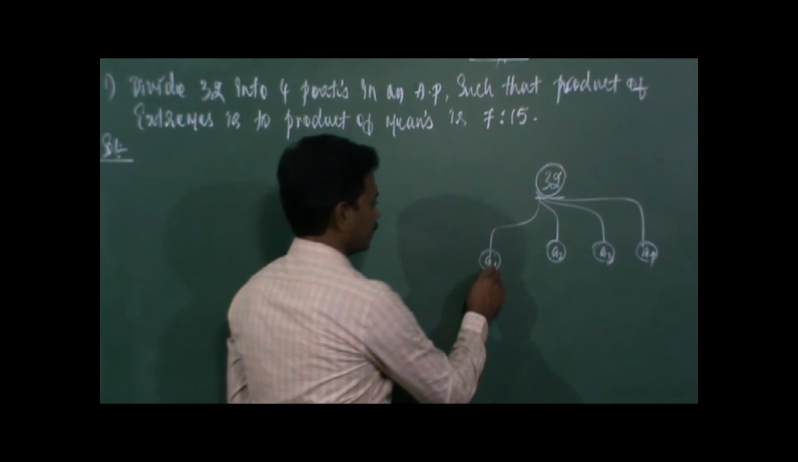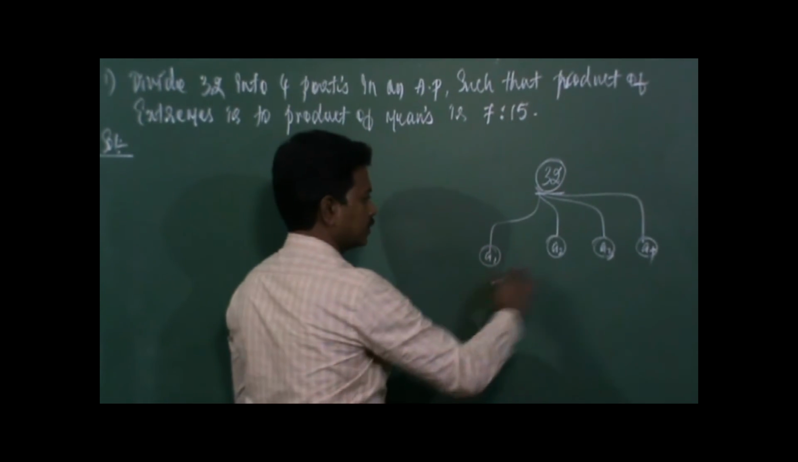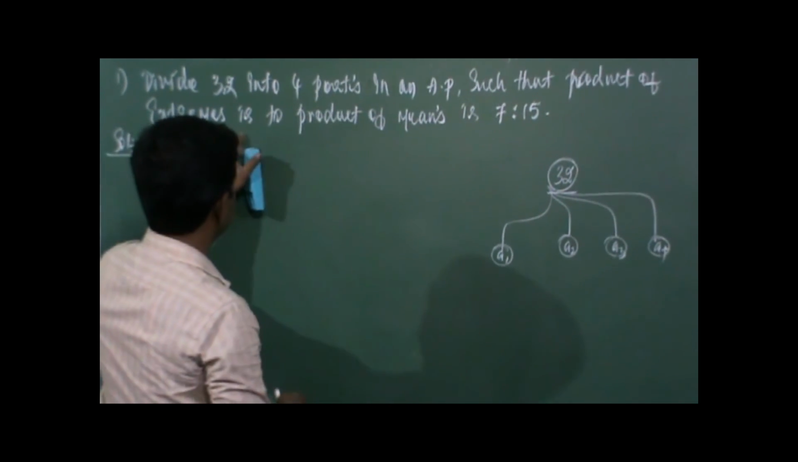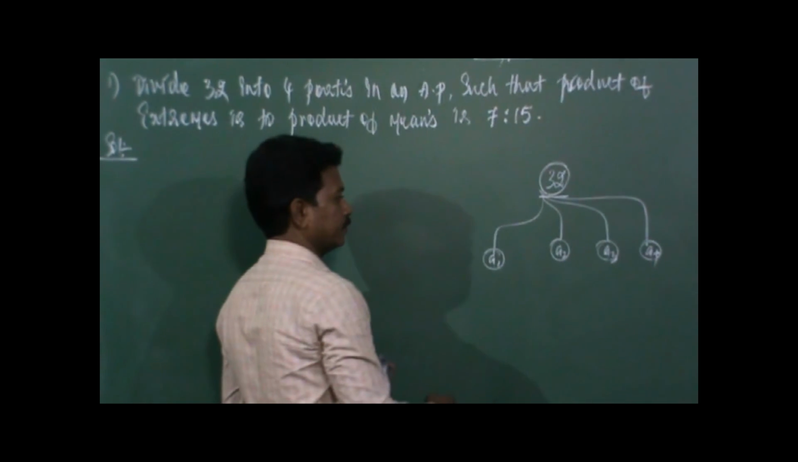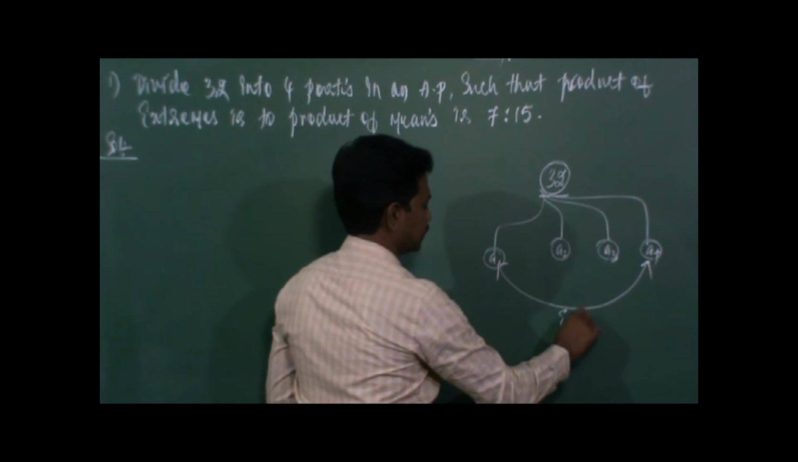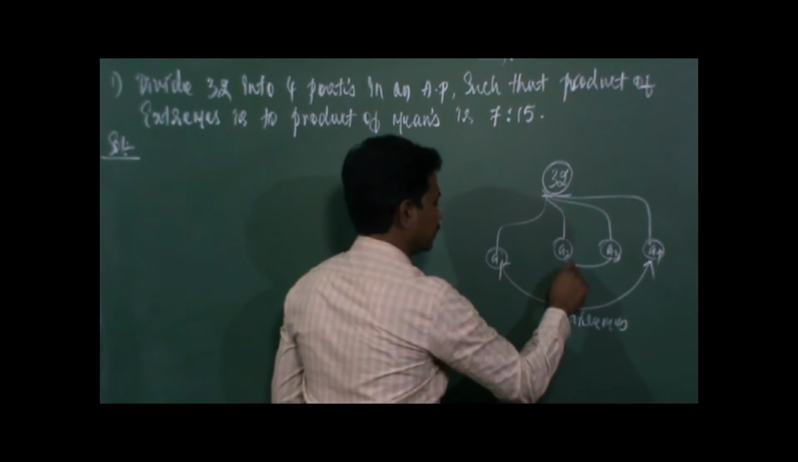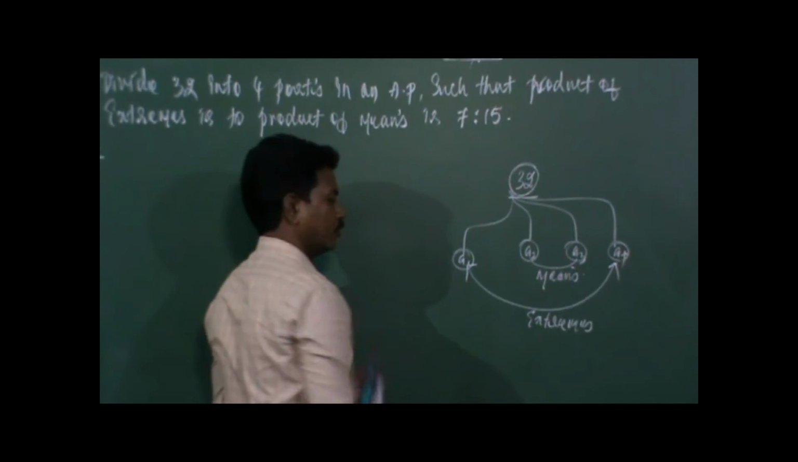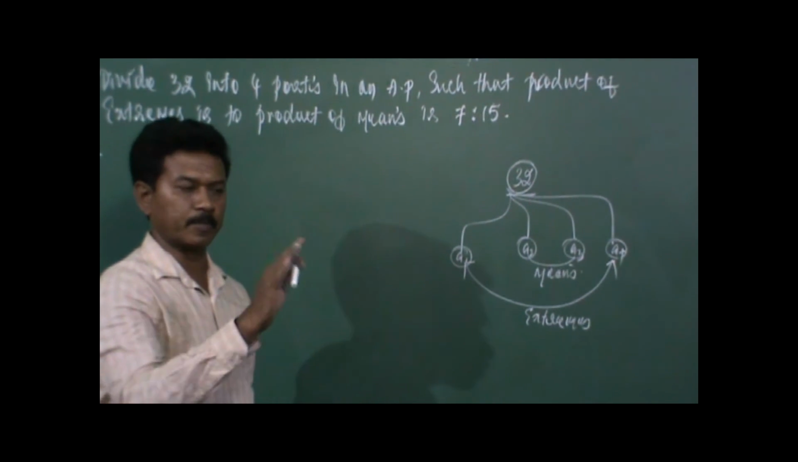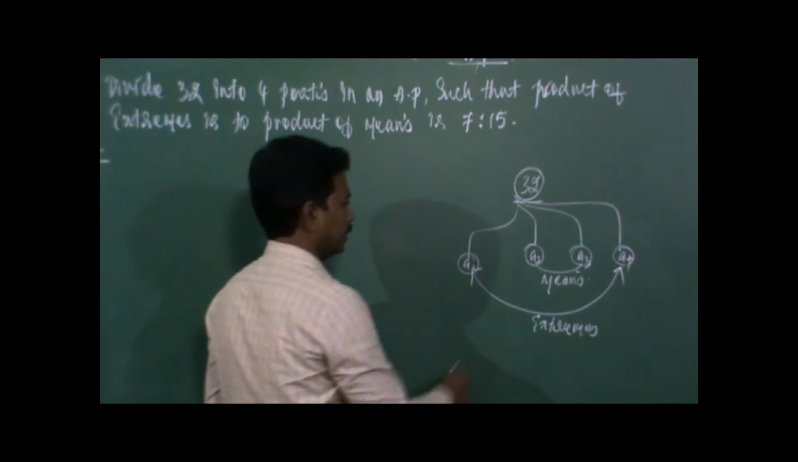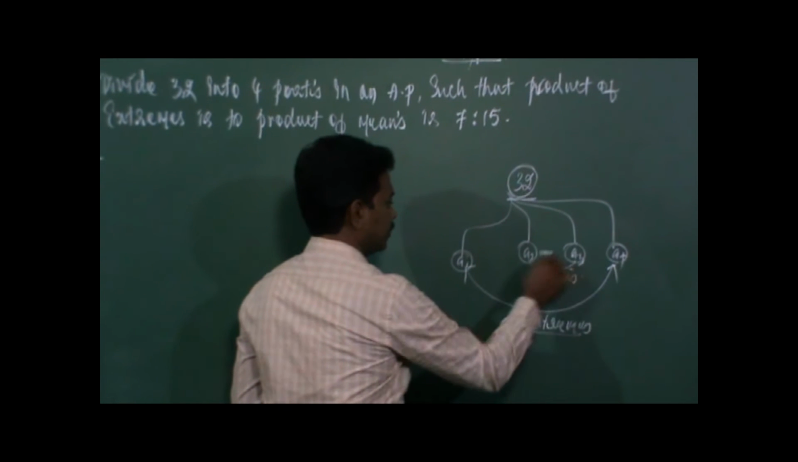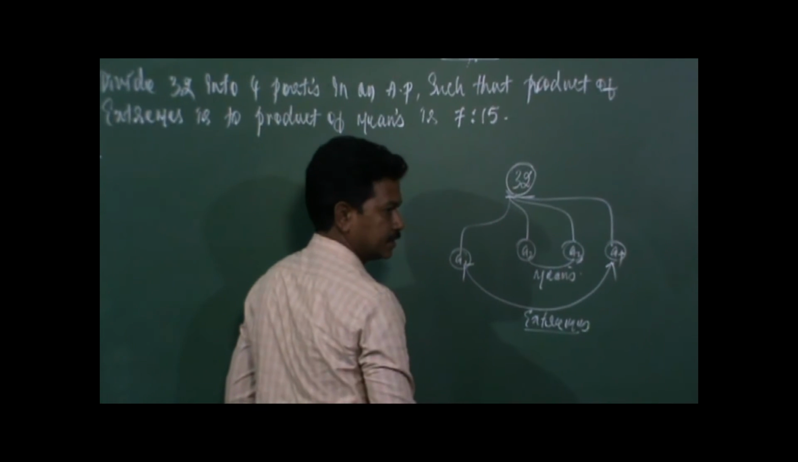So here, A1, A2, A3, A4 are in AP, and these are the 4 parts. The condition is that the product of extremes to the product of means is 7:15. Here, these two are called the extremes, and these two are the means. I hope in your 7th standard mathematics, in the chapter on ratio and proportion, you have come across this concept. These two are at the ends, therefore they are called extremes. The ones in between the extremes are called means.